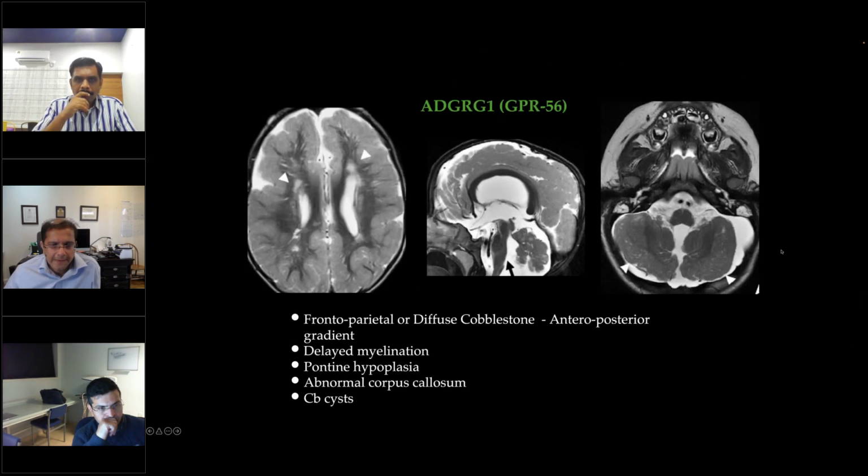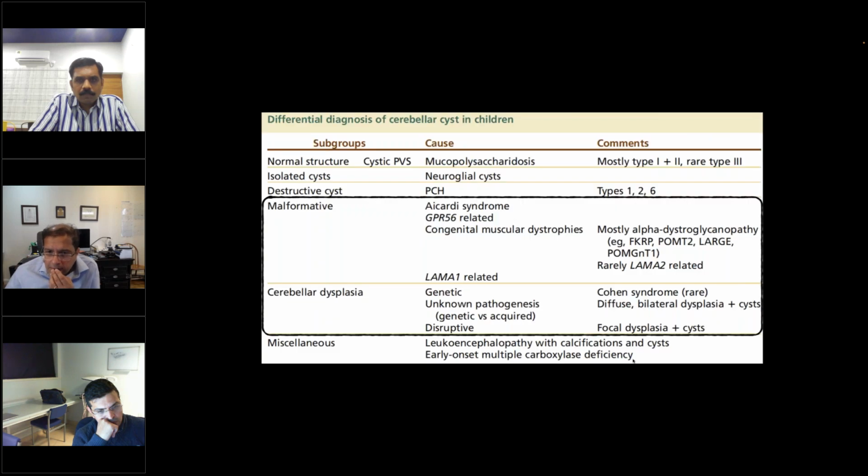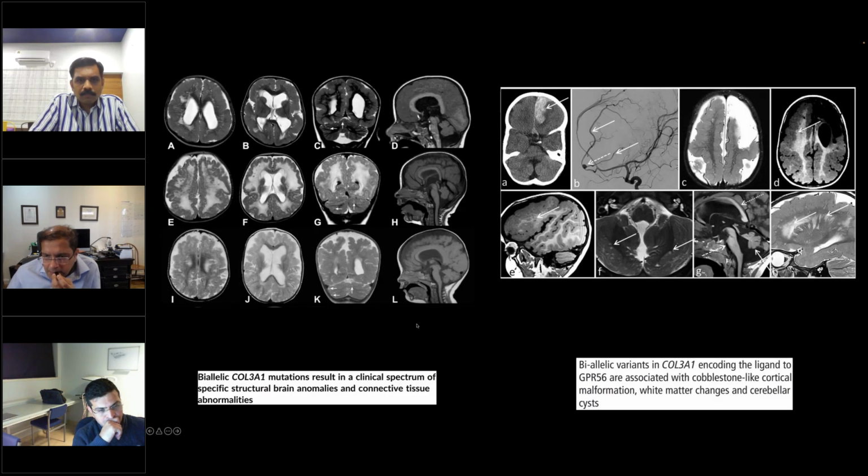So at that point, we thought of possibilities like ADGRG1, given the supratentorial and infratentorial changes of diffuse cortical malformation, dysplastic corpus callosum, abnormal brainstem and cerebellum with cerebellar cysts. The differentials for cobblestone malformations are congenital muscular dystrophies and other genes such as COL3A1, GPR56, which is now ADGRG1, LAMA2, LAMB1, LAMC3, and TMEM5. Again, these are differentials for cerebellar cysts, as we have seen in the previous panel. COL3A1 can also present with similar changes.